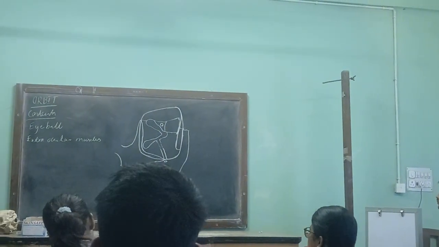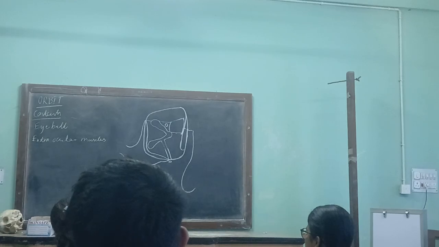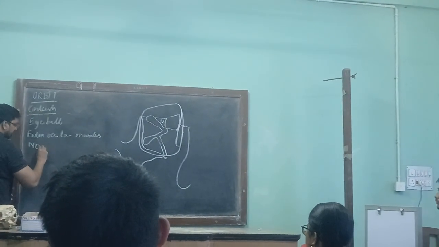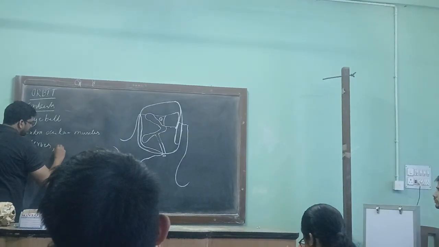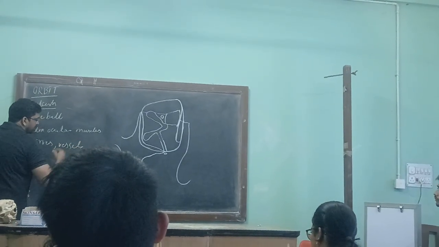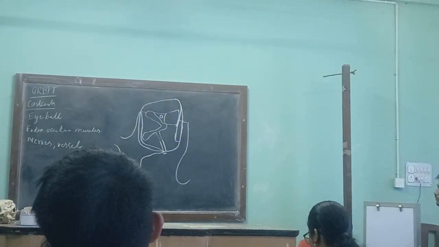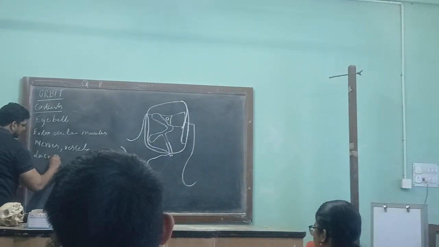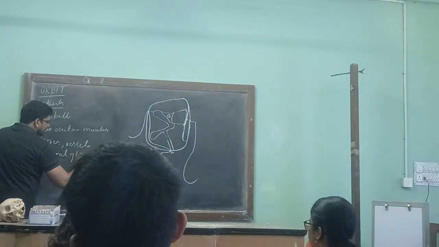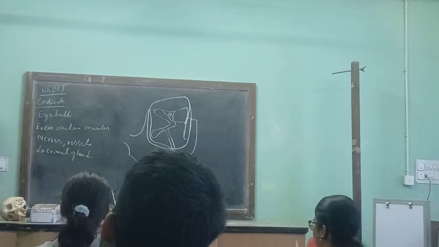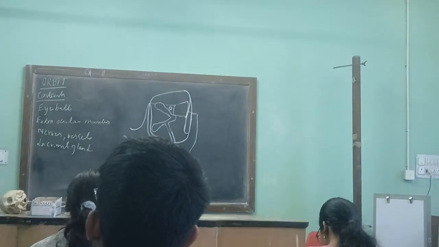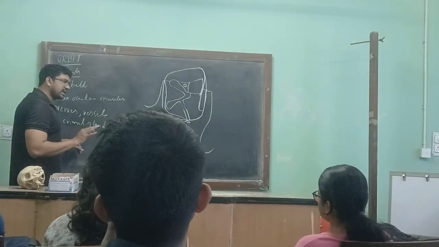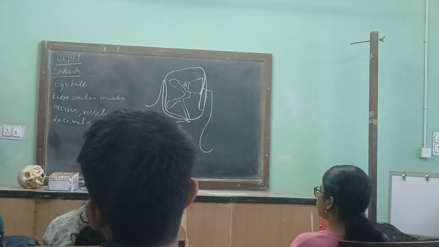Muscles. So obviously the muscles are present. What other structures must be present? The nerves and vessels, meaning both the arteries and the veins. And then the glands, the lacrimal gland. Any other glands you know? The accessory lacrimal glands. Okay, we'll discuss that later.